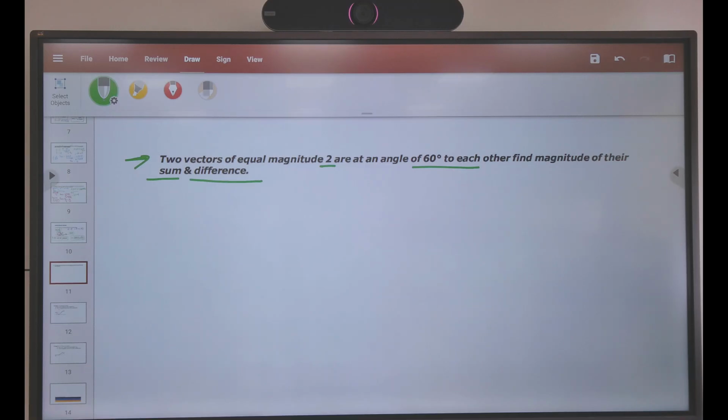You know the formula, right? You know the formula, just put in the values. Magnitude and 60, that's it. Formula for the difference?